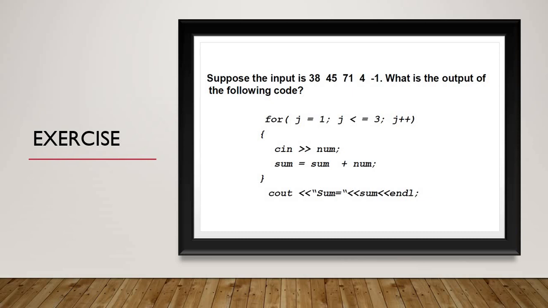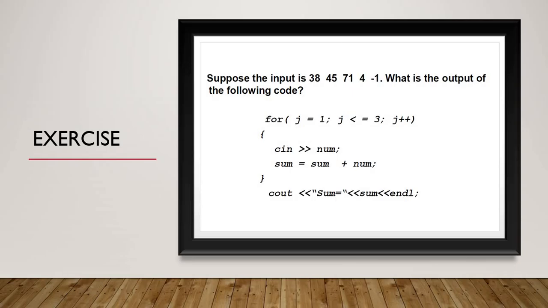Okay, in our previous class, we covered the for loop, and we stopped at this exercise. Before we proceed with the next part of repetition control structure, let's try to do tracing for this exercise.